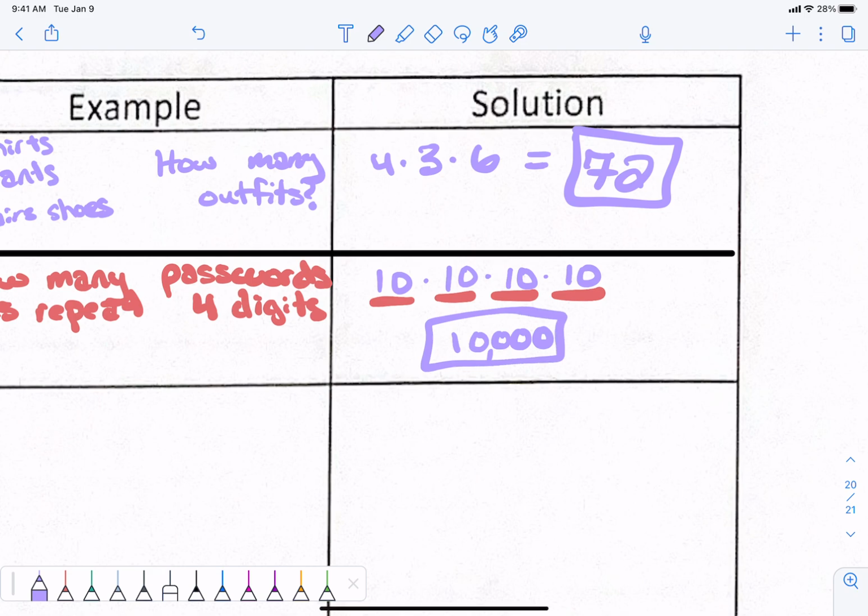And then if they ask for probability, like, what's the probability of somebody guessing it right? It would be 1 out of 10,000, whatever it is, right? Okay. What if you can't repeat? Then just 10, 9, 8, 7.